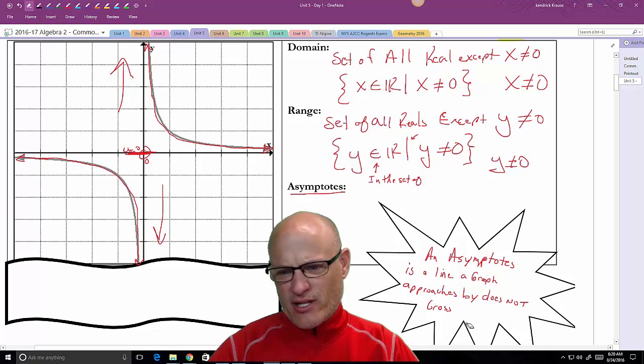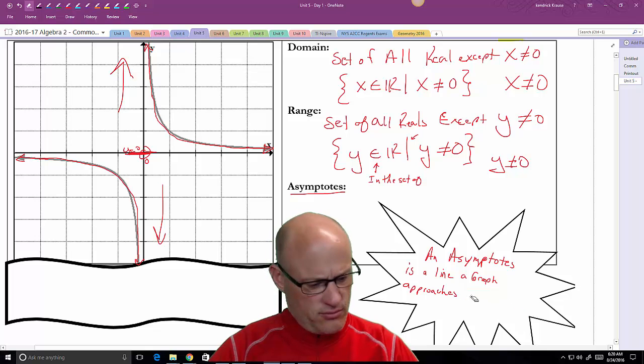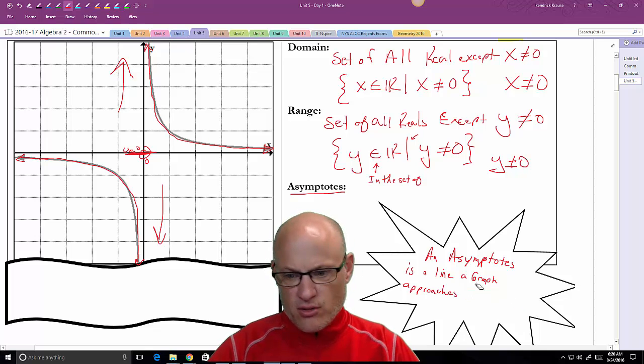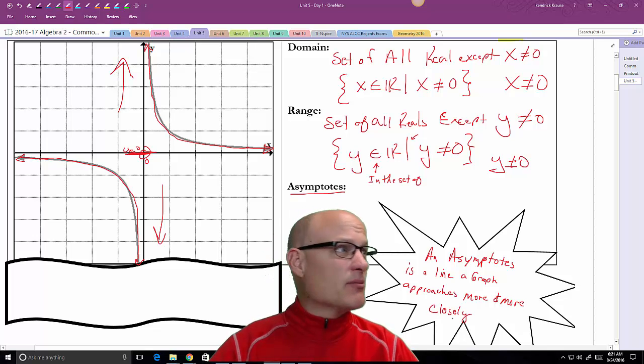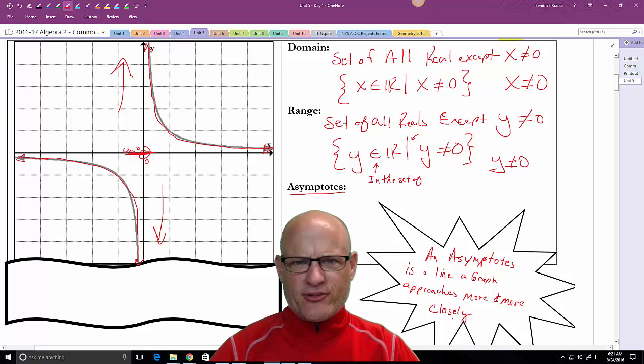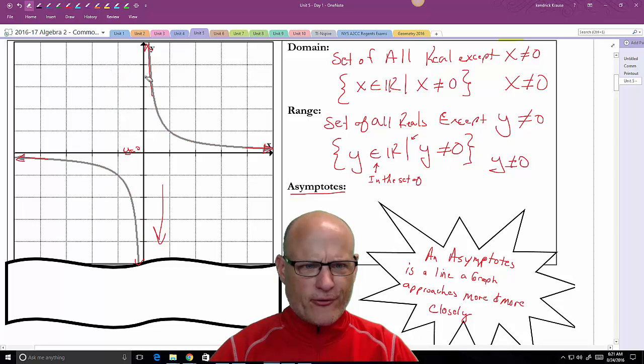Actually, I think sometimes you can cross it. So why don't we say this? A graph approaches more and more closely. I don't want to say anything that's exactly wrong. This is probably more accurate. I believe there are times when you cross an asymptote and then come back towards it. I don't know. I don't teach those upper level classes. I just teach math at the Algebra 2 level. This is upper level enough for me.